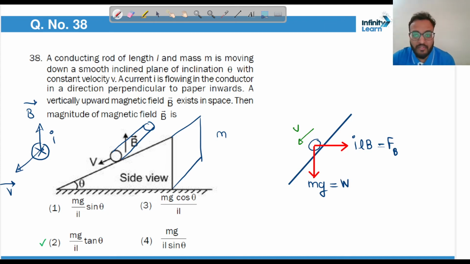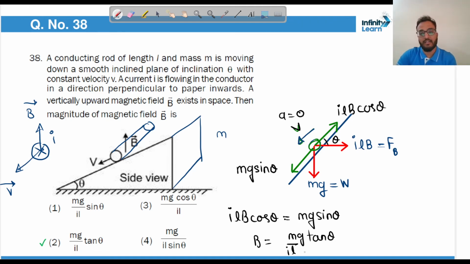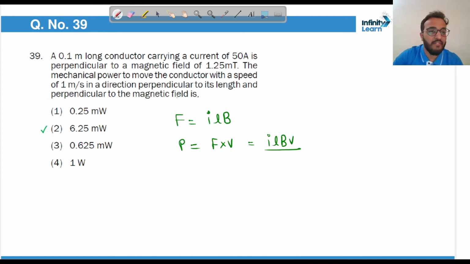There are two forces. Now if it is moving with velocity V along the plane, that means the net force on this wire along this direction is 0. That means the component of FB here and the component of mg here are getting balanced. So what are these components? This will be ILB cos theta, and this, everybody knows, is mg sin theta. So these two components are balanced. That is why velocity is constant and acceleration is 0. So ILB cos theta equals mg sin theta. From here you can say the magnetic field is nothing but mg into tan theta upon IL.